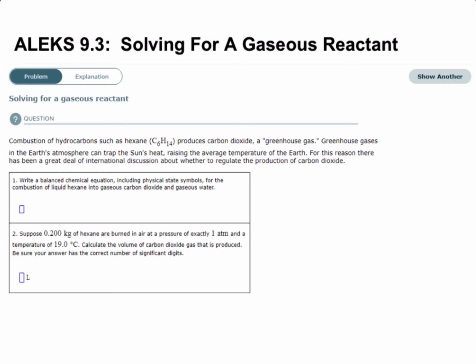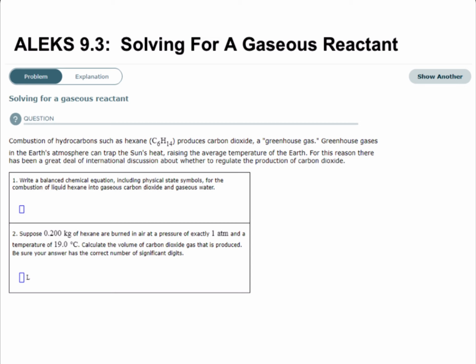We're going to be working on an ALEKS problem dealing with solving for a gaseous reactant using gas laws. This particular problem deals with the combustion of hexane to produce something called a greenhouse gas. Greenhouse gases are just gases in the Earth's atmosphere that trap heat. So this has two questions.